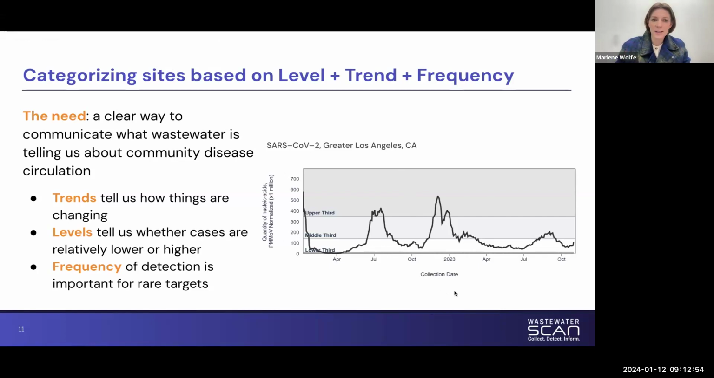So trends tell us how things are changing, right? Going up or down or staying steady over time. Levels tell us whether cases are relatively higher or lower, so we'll look at the concentrations in comparison to other time periods. And then the frequency of detection is especially important for rare targets where we're not always detecting that particular target. So that's what our categories are based on, as a little refresher for the new year. Next slide.